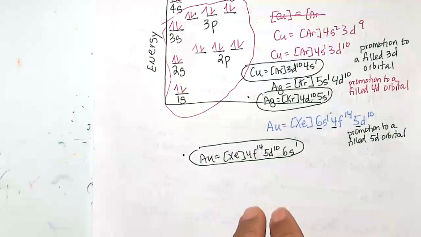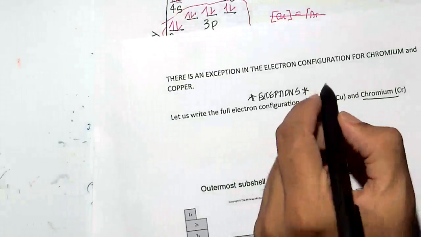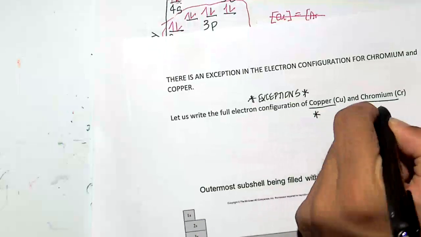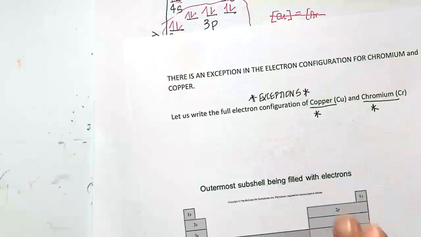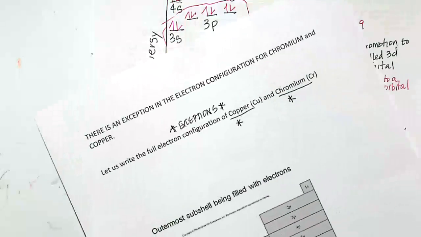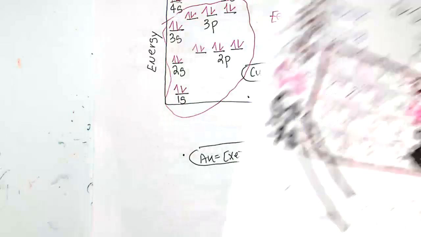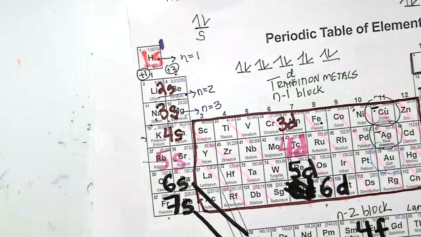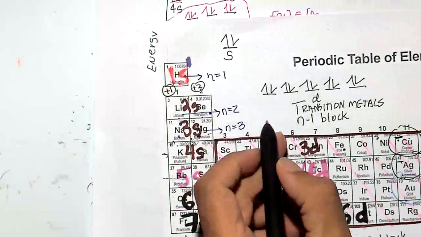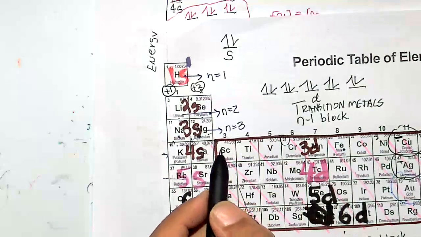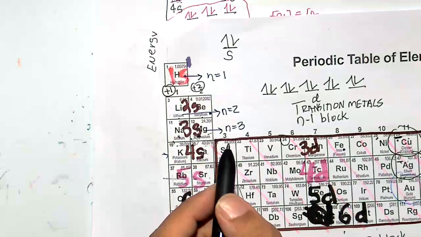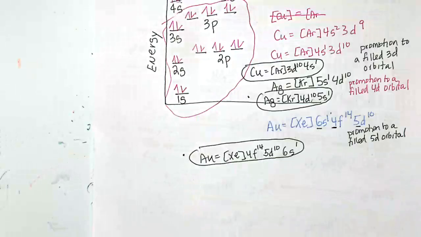All right, now let's go into chromium. Chromium is also a little bit strange. So there's an exception for copper, and then there's an exception for chromium. So how many electrons do we have to fill up for chromium? How many? 24. Okay, we have to fill up 24 electrons for chromium.